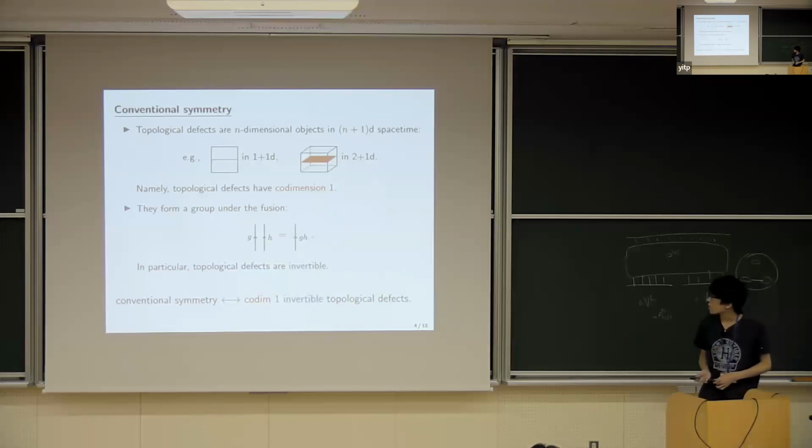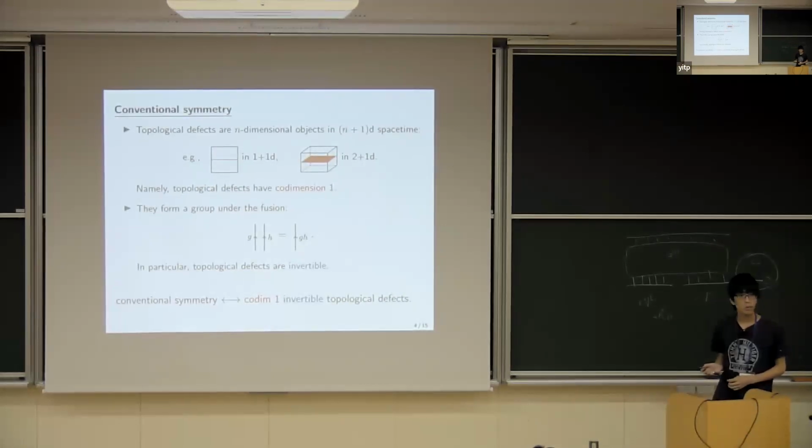Let us consider the conventional symmetry from this point of view. For conventional symmetry, the corresponding topological defects are n-dimensional extended objects in an n+1 dimensional spacetime. This is because the symmetry operator acts on a whole space, which is an n-dimensional submanifold of an n+1 dimensional spacetime. For example, in 1+1 dimensions, the symmetry defects are one-dimensional topological lines, and in 2+1 dimensions, symmetry defects are two-dimensional topological surfaces. In other words, the topological defects of a conventional symmetry have codimension 1. So this is the first property. Another property is that these topological defects form a group under the fusion of these defects.